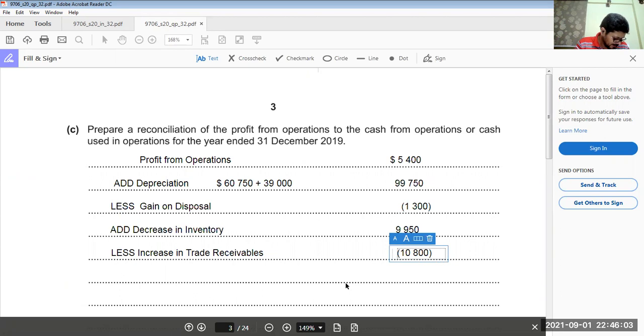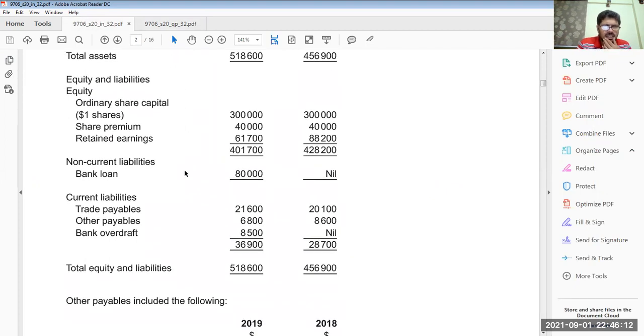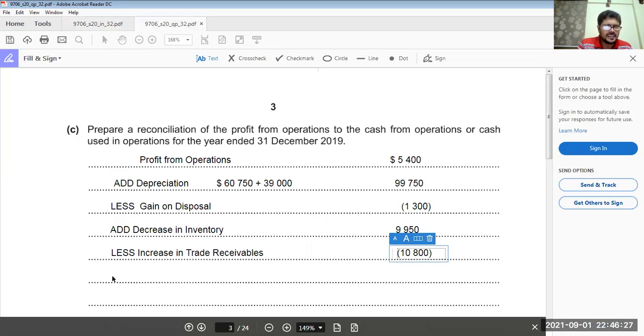Okay. Then what about next? What we have? Cash in equivalent? No, we do not consider cash in equivalent. We'll consider liabilities. Trade payable is going to increase. Increase in payable means your liquidity is increased. 20,100 minus 21,600, that is 1,500 is going to be added over here. Add increase in trade payables, that is 1,500.